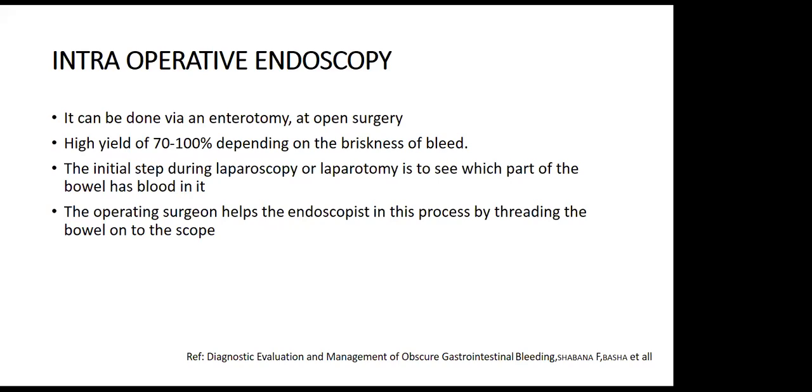Obscure overt bleed, if the bleeding is very severe and the patient is very unstable, you don't have any time for any other investigation, and you have ruled out the upper and lower GI causes, that is colon and stomach, then you take the patient up for laparotomy, and at that time you do intraoperative endoscopy to identify the site. Not in obscure occult, because it is self-limiting in the majority of cases.